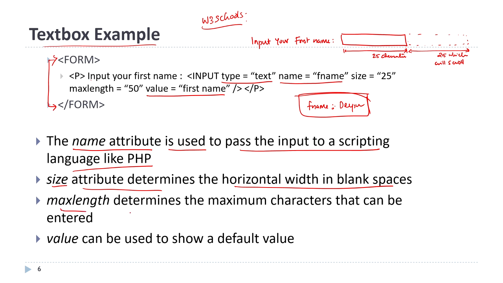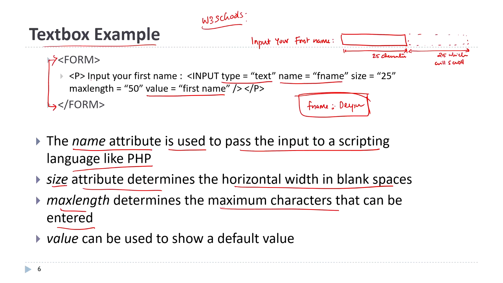The max length attribute determines the maximum characters that can be entered. So, if I say 25 and max length is 25, everything you type fits and you do not get to scroll. If you type the 26th character, the first character will move to the left, and then you can keep on typing and the whole thing will scroll accordingly.